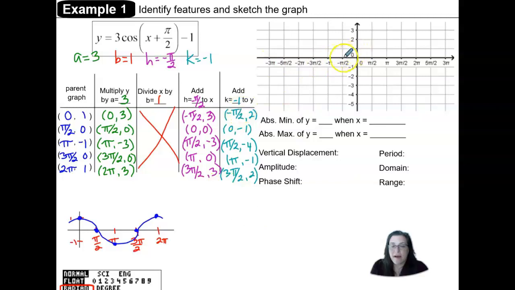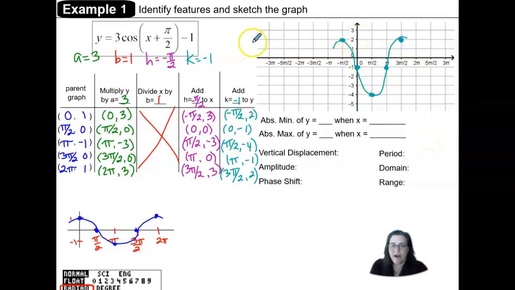So at negative pi over 2, I'm going to go to positive 2 in the y direction and plot a point. Then 0, negative 1 is the new y-intercept. Pi over 2, comma, negative 4. Then we have pi, negative 1. 3 pi over 2, comma, 2. And that would be 1 cycle of my transformed cosine graph.